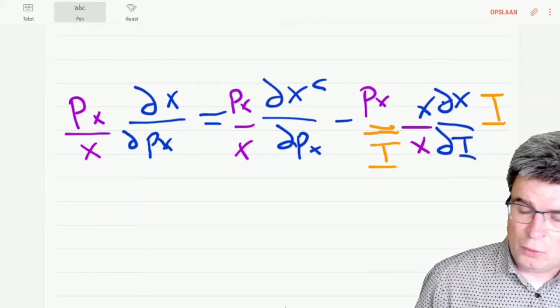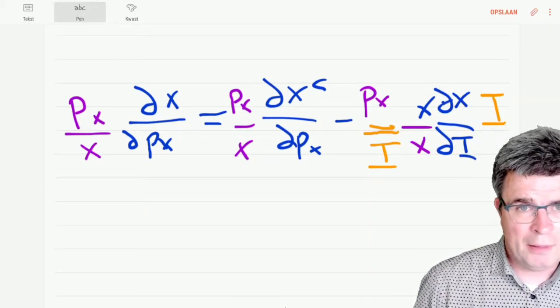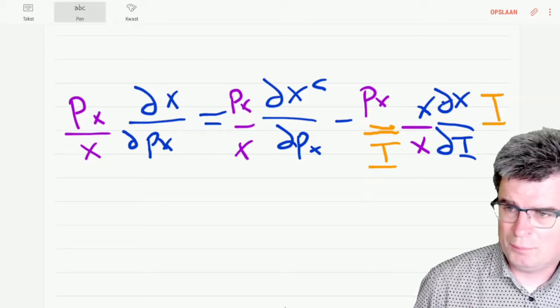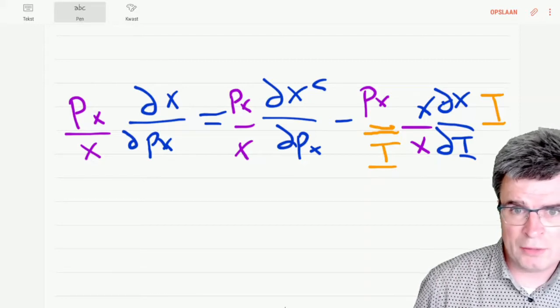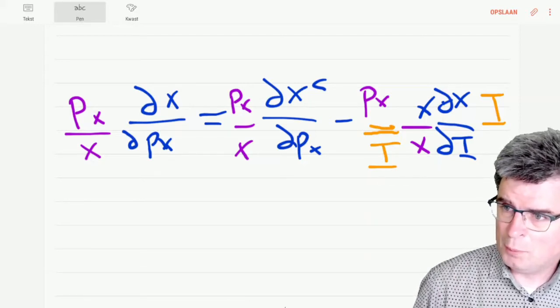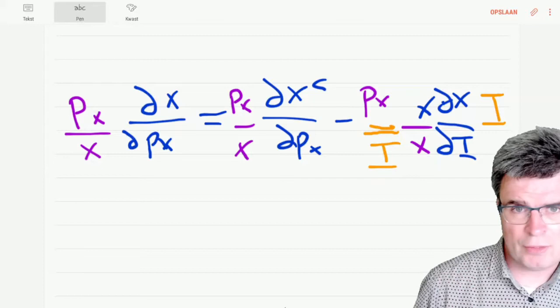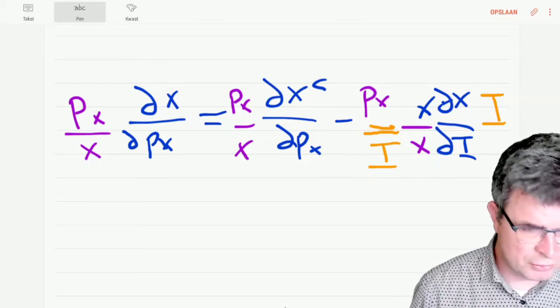So in total nothing happened. It's just multiplying by 1, if you multiply by I and divide by I at the same time. But now we have expressions that are elasticities.